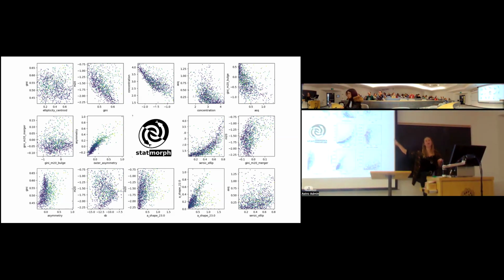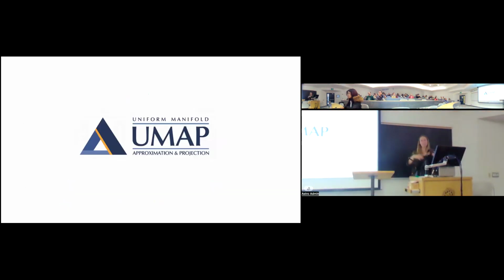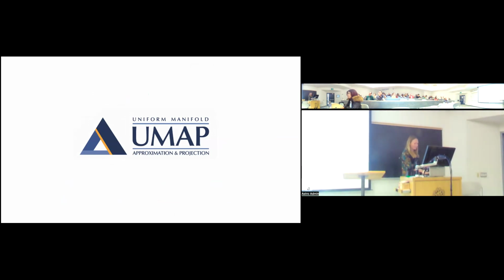There's like 30 of them, and it's very hard to do anything with. So what we use is a technique called UMAP, Uniform Manifold Approximation and Projection. I know a few people in this department use UMAPs, but I'll do a very quick introduction of what it does.